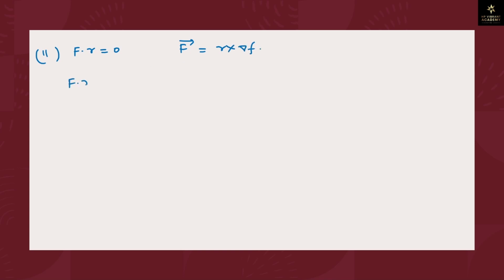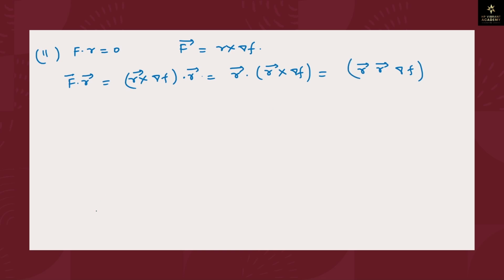So f dot r vector is equal to r cross del f dot r vector. So this is equal to r vector dot r cross del f. This is the scalar triple product. So this is r vector, r vector, del f. Okay, sorry, this is scalar triple product.